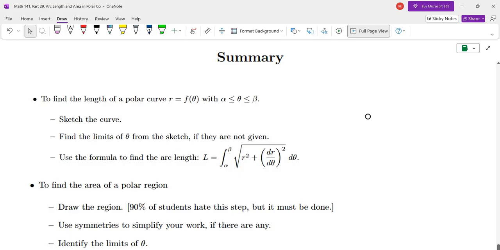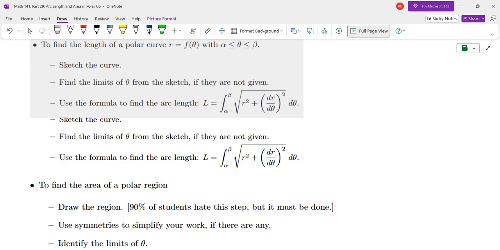So now we're going to summarize what we have done in this video. To find the length of a polar curve r equals f of theta, when theta is between alpha and beta, we sketch the curve, we find the limits of theta from the sketch if they are not given, and then we use the formula to find the arc length. The formula is integral of square root of r squared plus dr d theta squared, d theta.